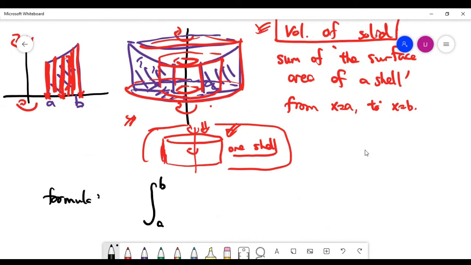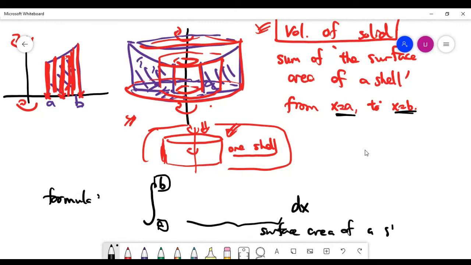This method is called the method of cylindrical shells because we are summing up the surface area of a shell. Please note that for the y-axis rotation, we have to do a dx integration because we're going along the x-axis from the innermost shell to the outermost shell, from A to B. So we are summing up something from A to B, and this something inside the integral is actually the surface area of a shell, right?